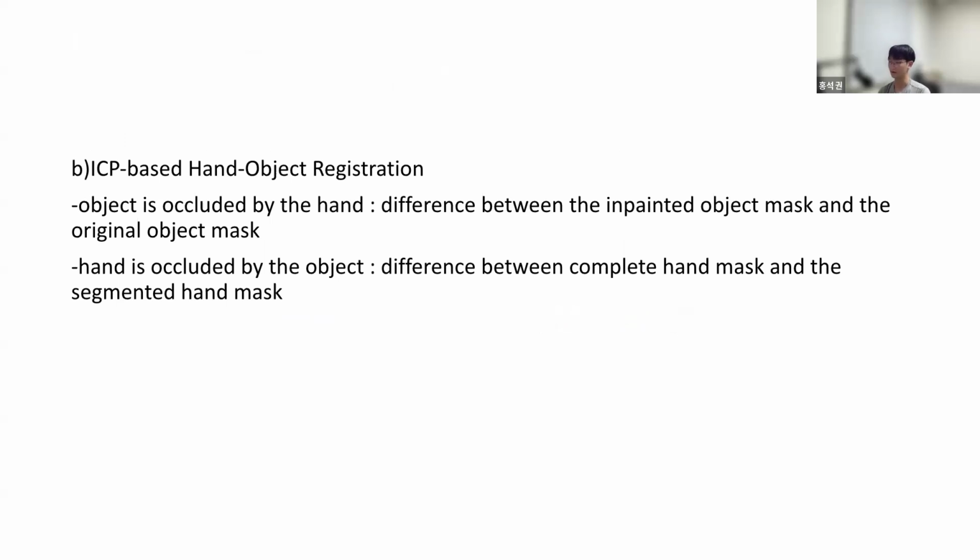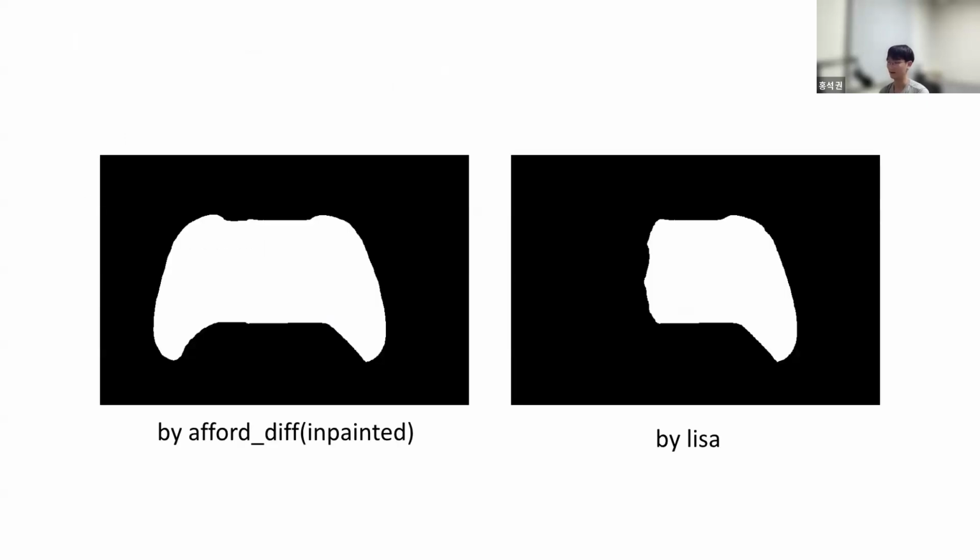First is when the object is occluded by the hand, so we have to compare the difference between the inpainted object mask and the original object mask. This slide is the first case, and the left is the inpainted object mask from affordance diffusion. Could you share the reference for the affordance diffusion? Okay, I will share later. And the right one is the original mask from Lisa.